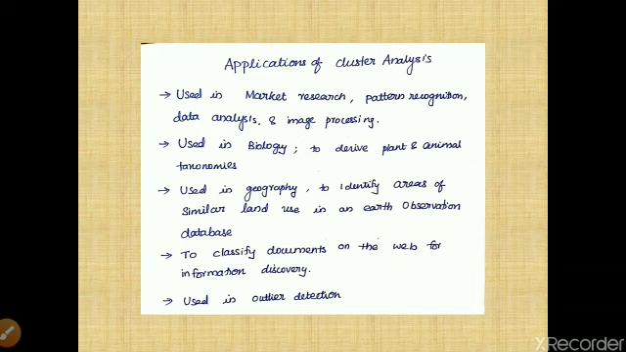Next, it is used in geography to identify similar areas of land for earth observation. Next, it is used to classify documents on the web for information retrieval and for outlier detection. For example, in credit card fraud detection, we use clustering for outlier detection. So that's all about clustering, the basics of cluster analysis and the applications of clustering. Thank you.